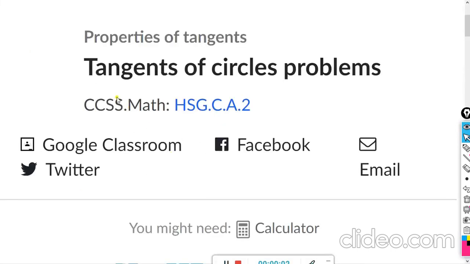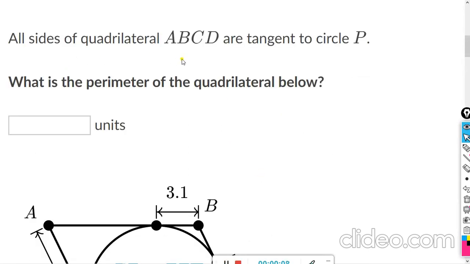This will be for the assignment, tangents of circles problems. All sides of A, B, C, D are tangent to circle P. What is the perimeter of the quadrilateral below?